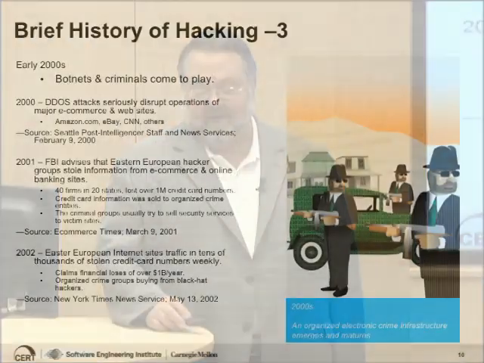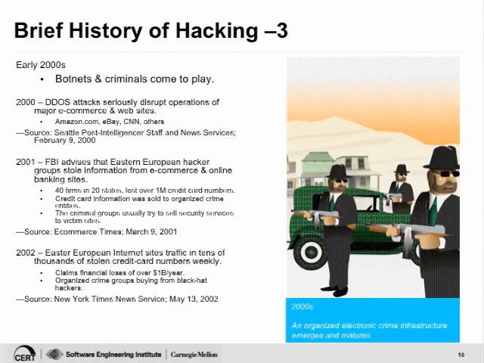In 2001, we got reports from the FBI that a number of Eastern European hacker groups had stolen information from e-commerce and other online banking sites. Over 40 firms in 20 different states lost over 1 million credit card numbers. The credit card information was sold to organized criminal organizations, and the criminal groups tried to sell various security services to the victim sites. So we also then began to see the beginning signs of extortion on the internet.